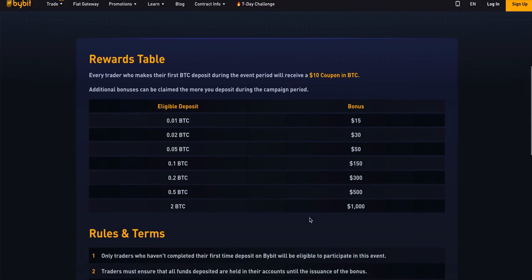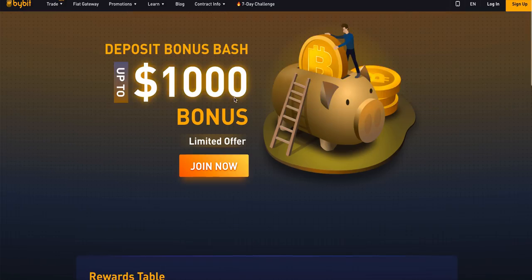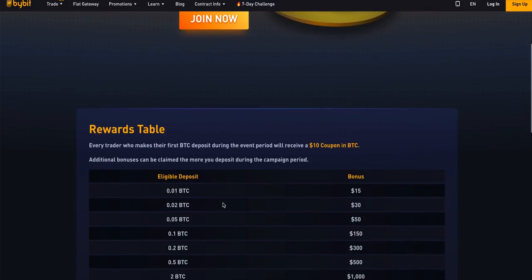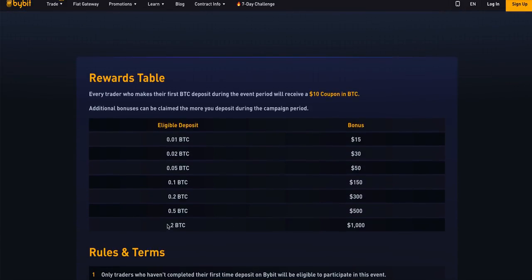And then down here, these are additional bonuses that can be claimed the more you deposit during the campaign period. So basically, you have the entire period that this campaign is going on to deposit Bitcoin into your account. If you deposit 2 Bitcoin into your account, you can get $1,000. Just a word of information: you can deposit the Bitcoin, claim the bonus, and then take the Bitcoin out if you want to, and then just use the bonus to trade and make profit.